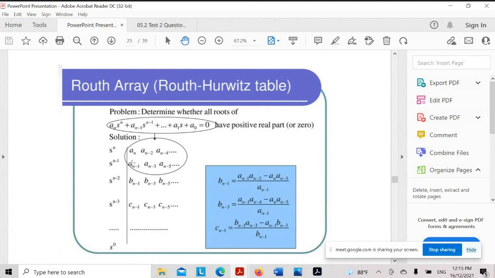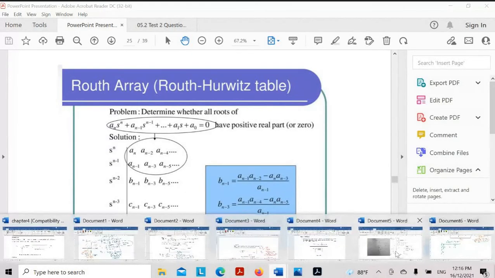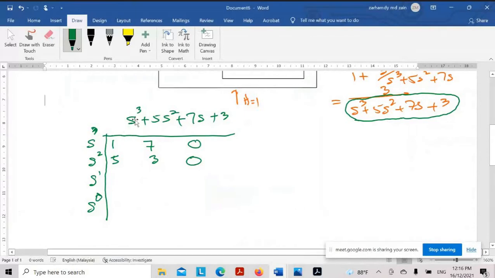So we have A_(n-1). For our system just now, we have S to the power of 3, so this is the coefficient of S to the power of 3, and this is S to the power of 3 minus 2, which is 1, S to the power of 1. But A_(n-4), which would be 3 minus 4, does not exist, so we ignore that. That is why, if you can see our example, we only have A_n here and also A_(n-1). Let me write it for a moment.